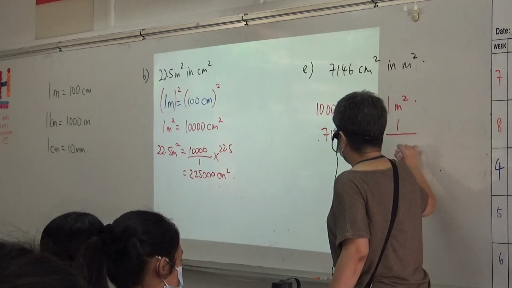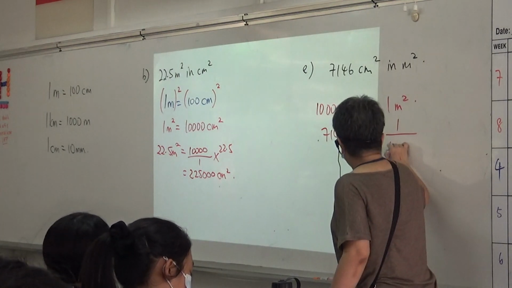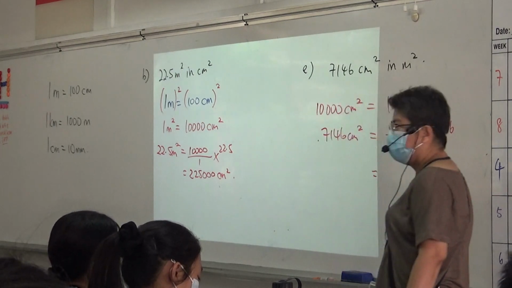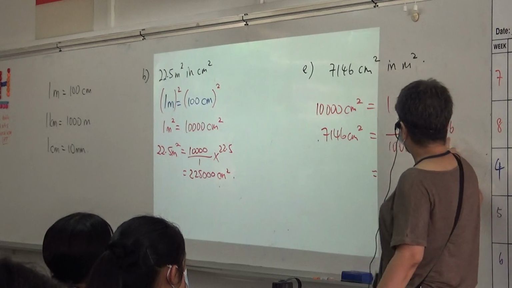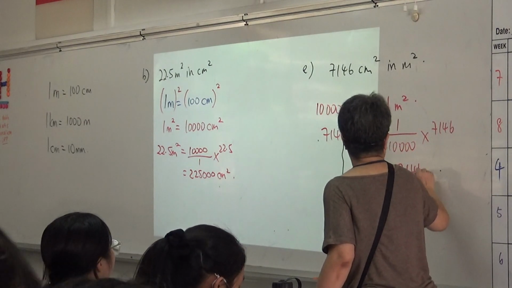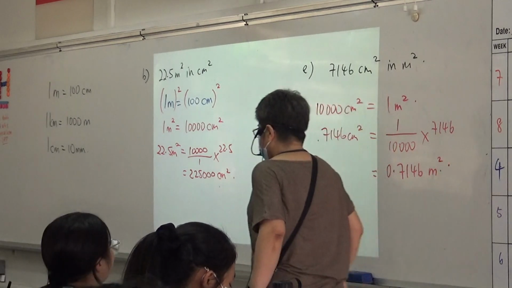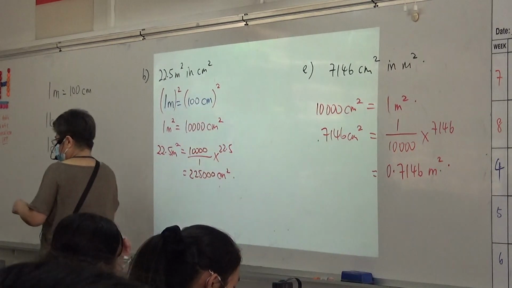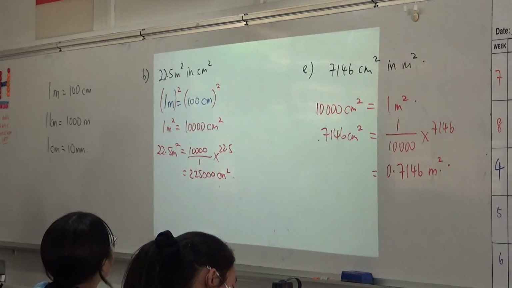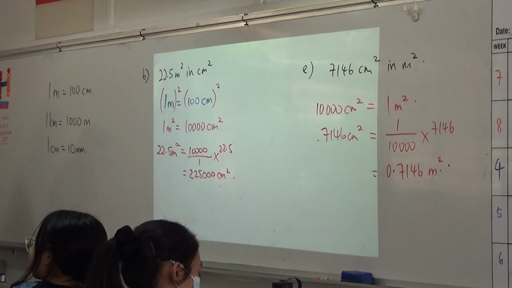Yes, 1 over 10,000. Very good. Times 7146. Correct? Okay. So remove 4 spaces. 0.7146 meters squared. Are we all okay?